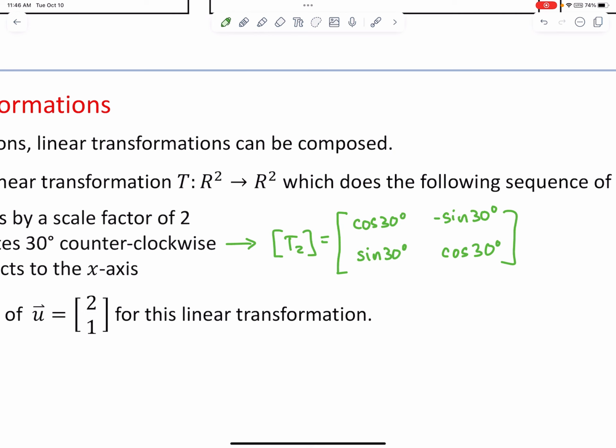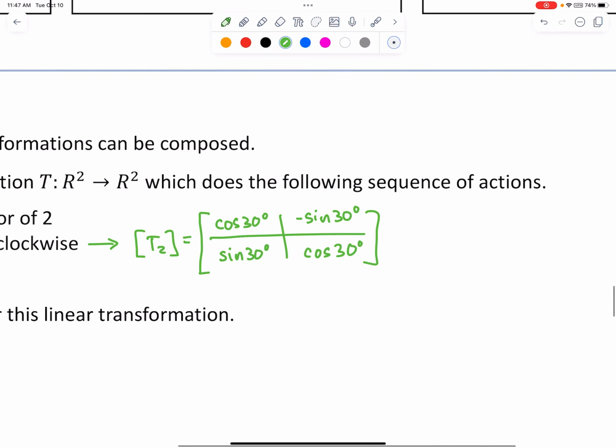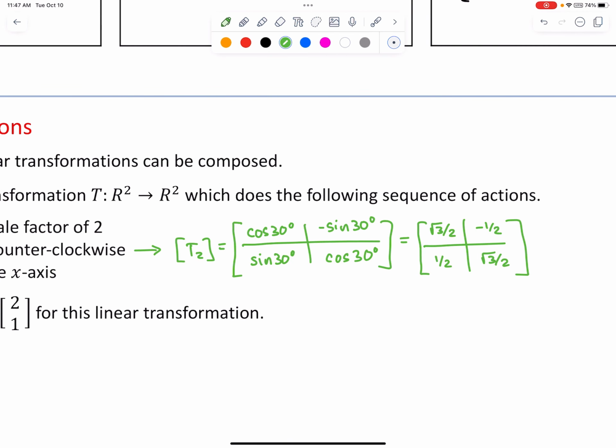And this is a 2 by 2 matrix. Let's go ahead and simplify these results. We can refer to the unit circle to get what these values are. The cosine of 30 degrees is rad 3 over 2, and the sine of 30 degrees is 1/2, giving us this 2 by 2 matrix here. This is the transformation matrix we are going to use to accomplish the 30-degree rotation in the counterclockwise direction.